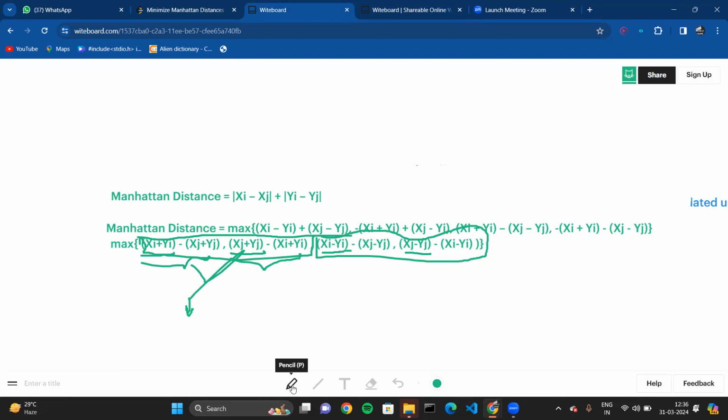So essentially I'm left with only two terms, that is xi plus yi minus xj plus yj, or xi minus yi, comma xi minus yi minus xj minus yj. So if I have these two terms, then I can very easily calculate the maximum out of it and return that, and that will be the Manhattan distance between those 2 points.